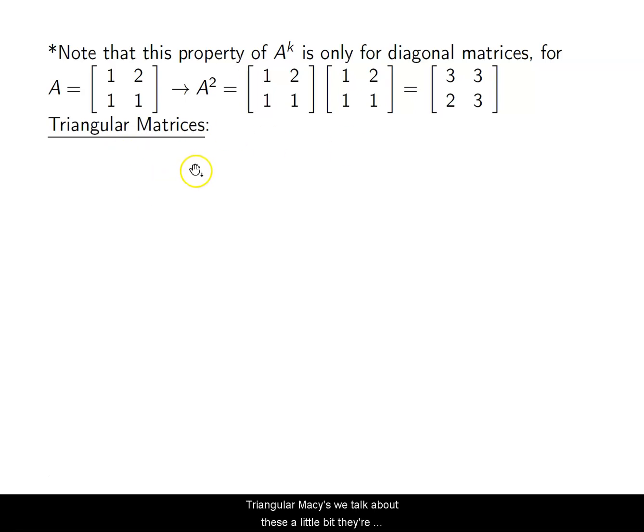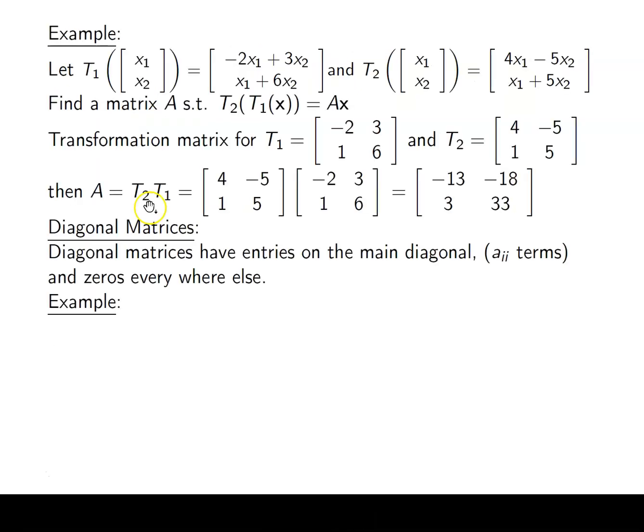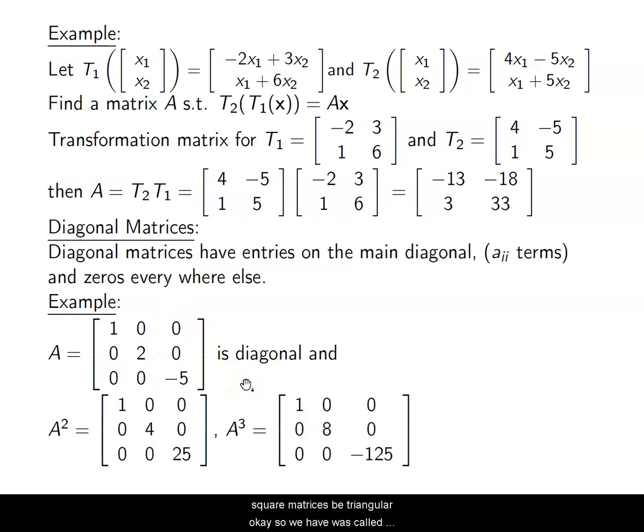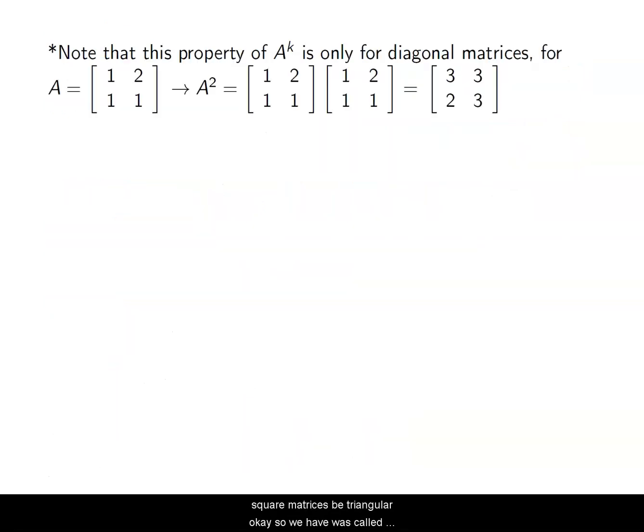Triangular matrices, we've talked about these a little bit. They're very similar to echelon forms in that they have entries along a main diagonal and then zeros either all below or all above. Triangular matrices can only be square matrices, just like a diagonal matrix can only be a square matrix as well. You can only have square matrices be diagonal. You can only have square matrices be triangular.